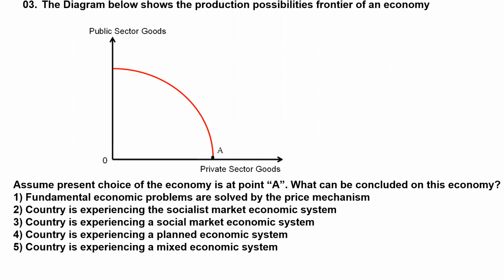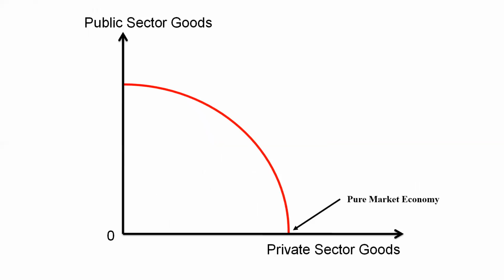This is a question which combines production possibilities curves and economic systems. Now you should have learned this theory. You should have learned in theory how we present economic systems in a PPC. We know the economy is running at this point. That means the economy is producing only private sector goods. It's called a pure market economic system.